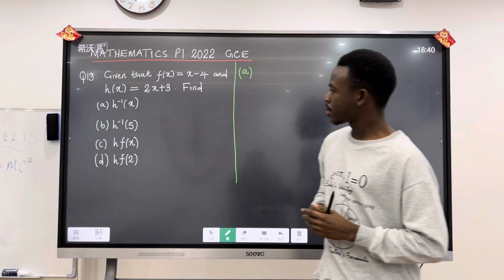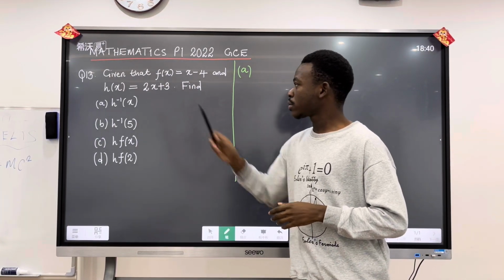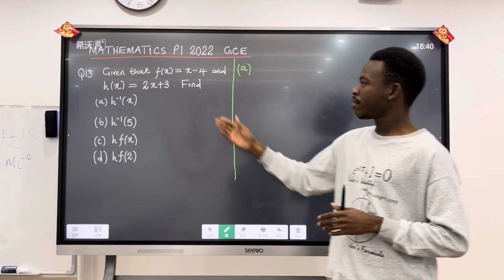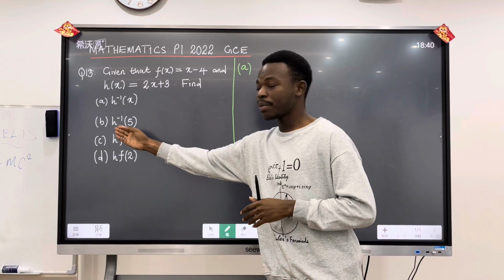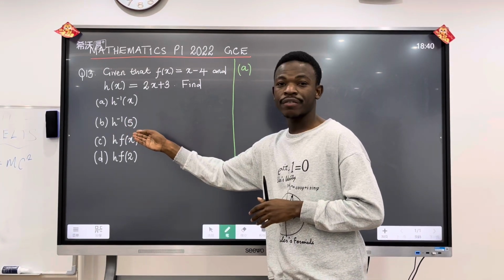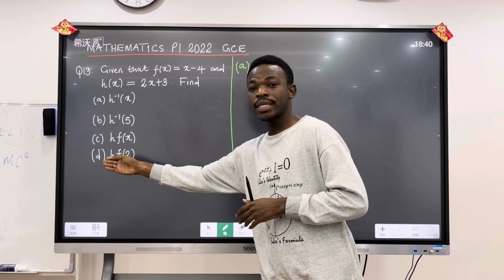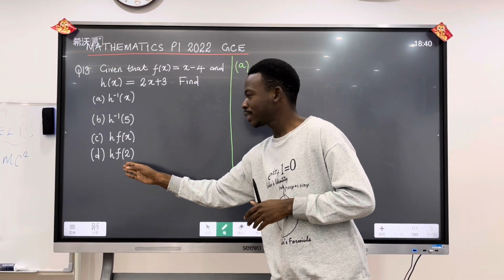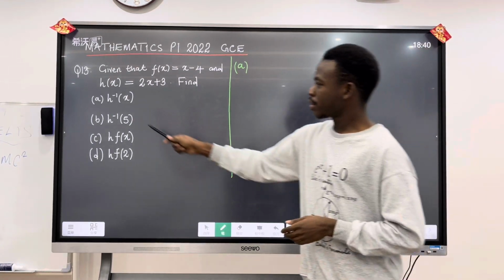Given that f of x equals x minus 4 and h of x equals 2x plus 3. Find: part a, h inverse of x; part b, h inverse of 5; part c, h of f of x; and part d, which is a bonus I've just added, h of f of 2. So let's start with part A.